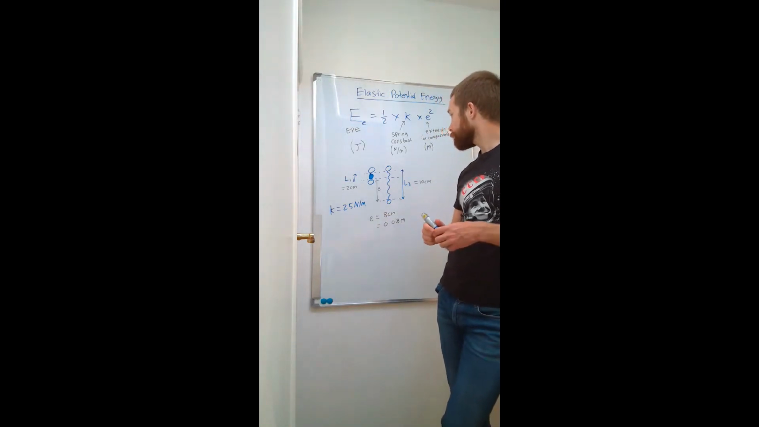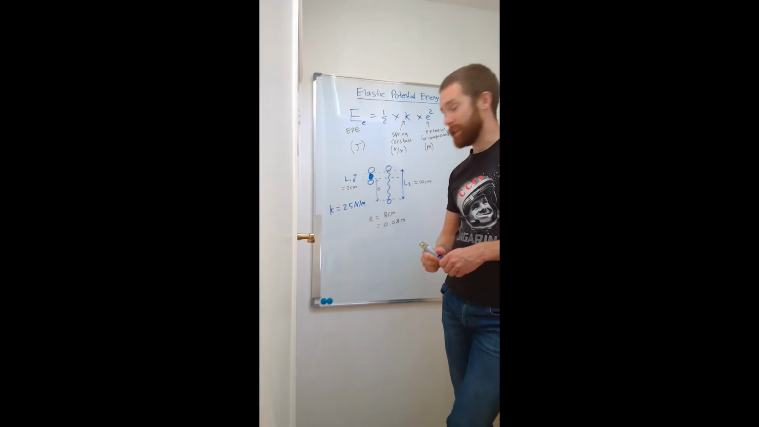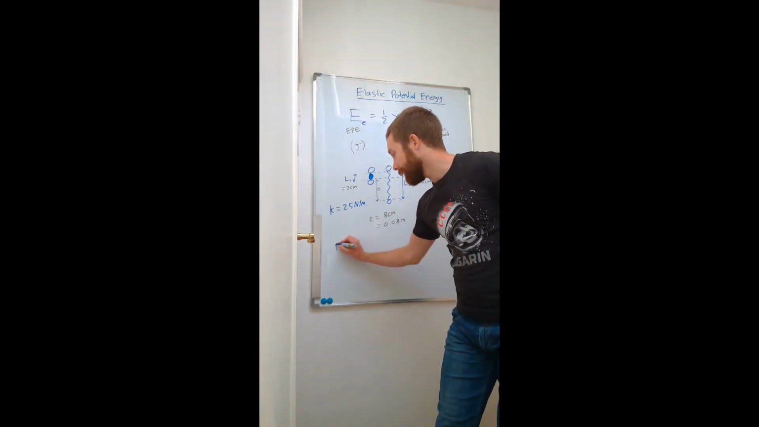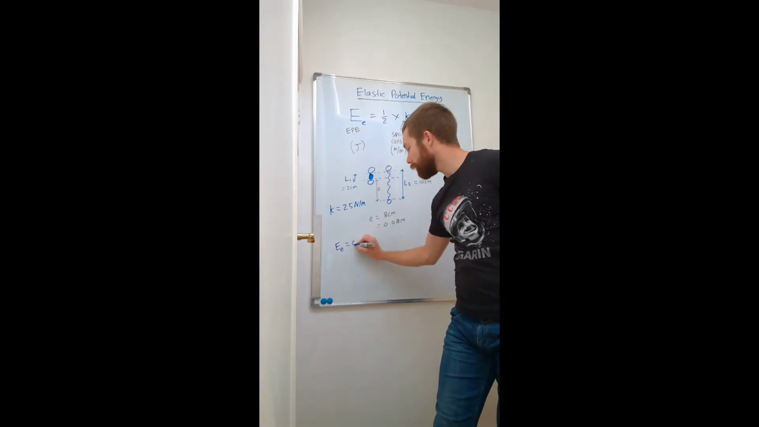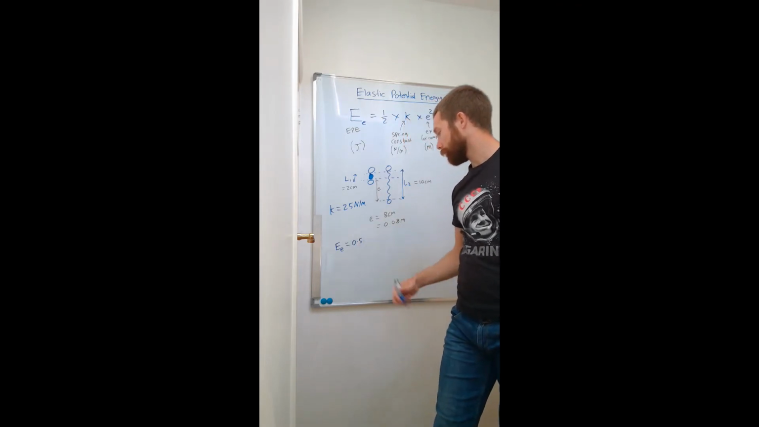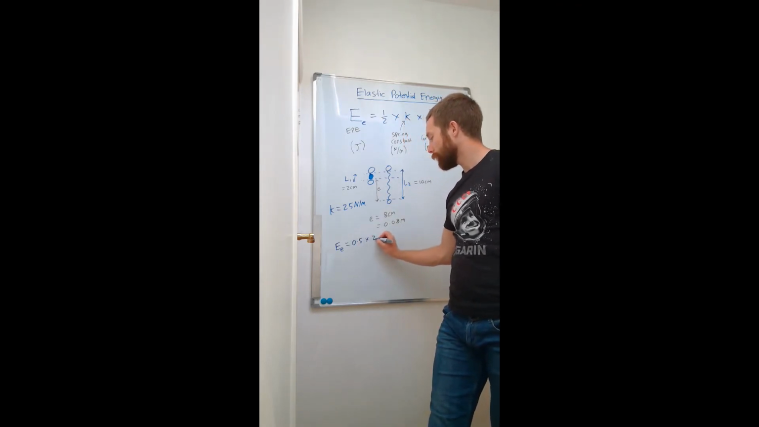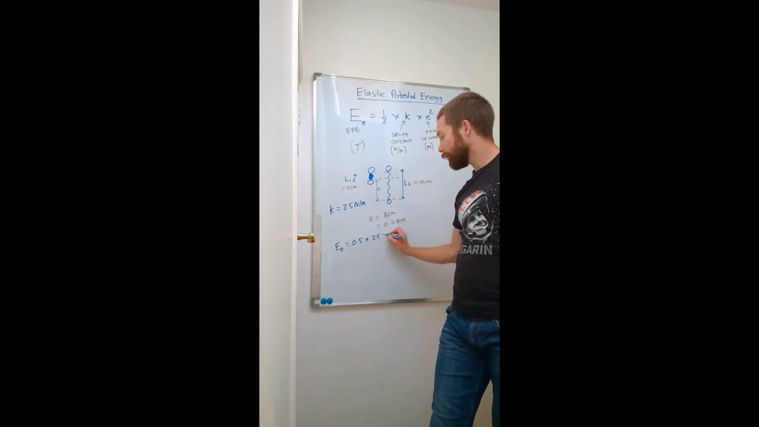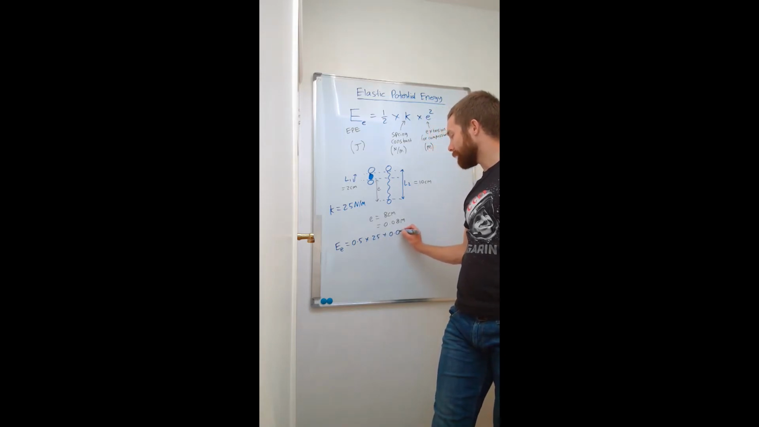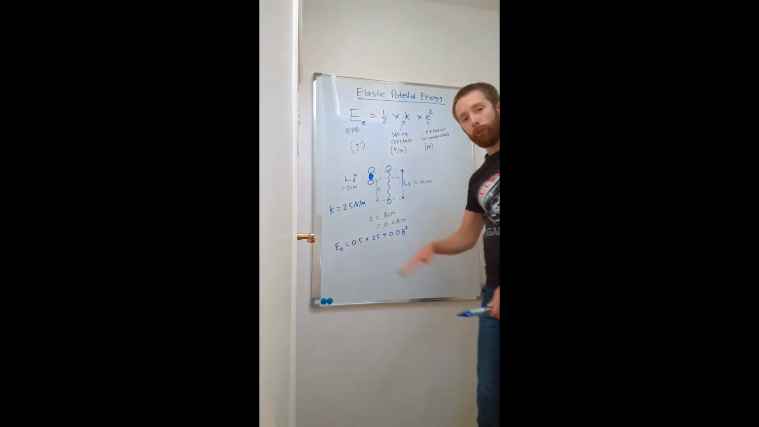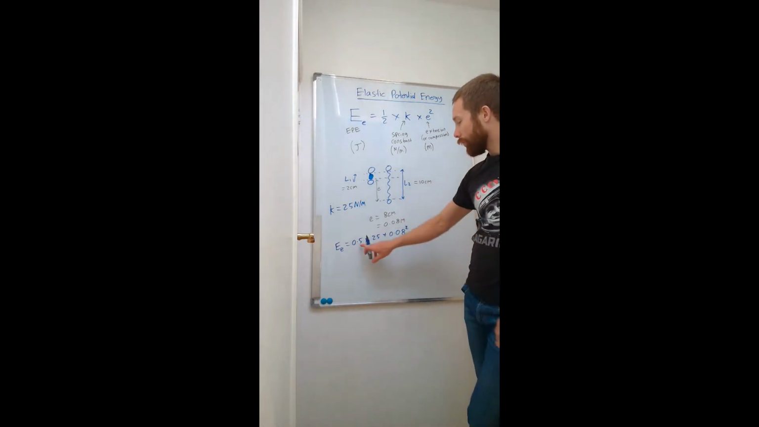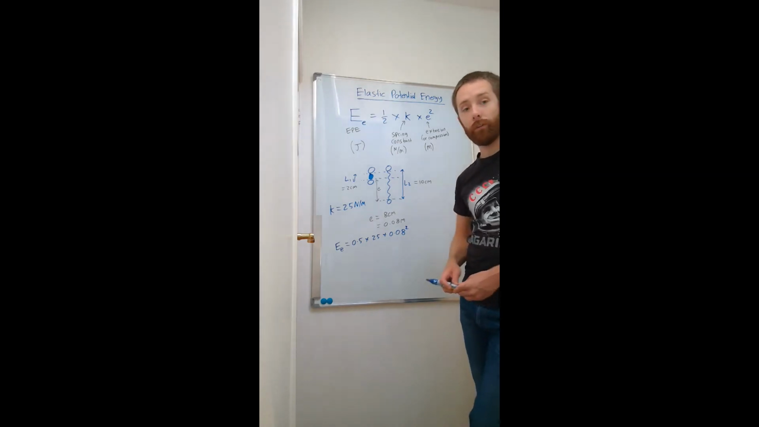So if I wanted to work out the energy, I'm going to say that the elastic potential energy is equal to half, I'll write 0.5 now because that's what I'll put in the calculator, times the spring constant, which is 25, times by 0.08 squared. Okay, so half times 25 times by 0.08 squared.